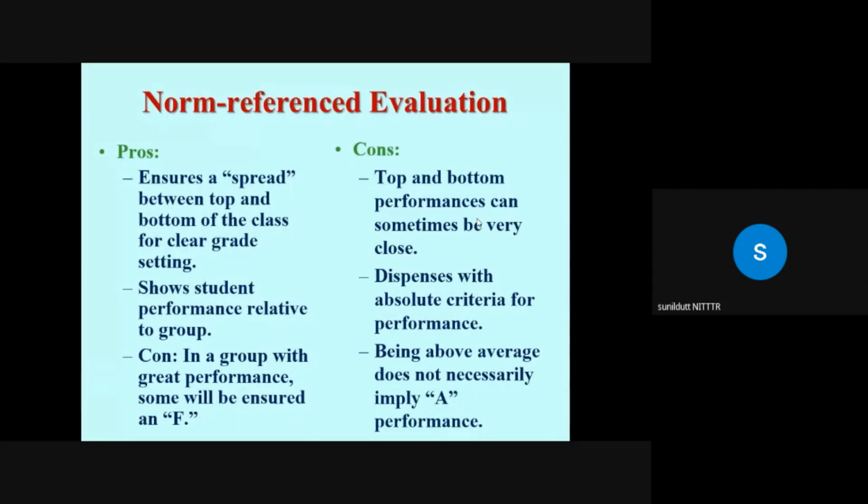this norm reference evaluation. It ensures a spread between top and bottom of the class for clear grade setting. Okay, it shows student performance relative to the group. In contrary, in a group with great performance, some will be ensured an F. पक्का, ठीक है ना, चाहे उसके मार्क्स 50% है, even then he will be given F grade. And the arguments which are against, top and bottom performance can sometimes be very close, so it dispenses with absolute criteria for performance, and being above average doesn't necessarily imply you see A performance.